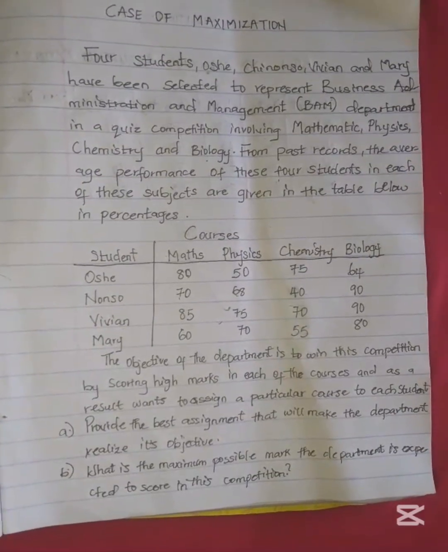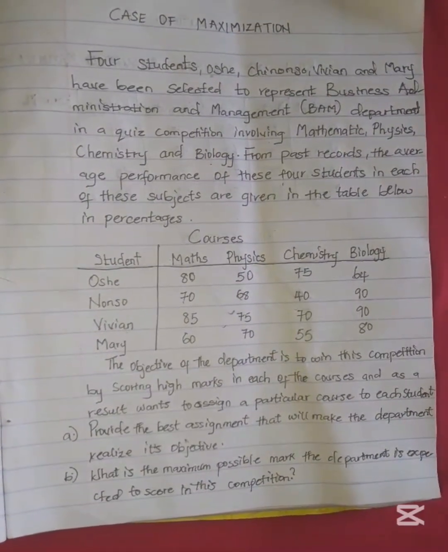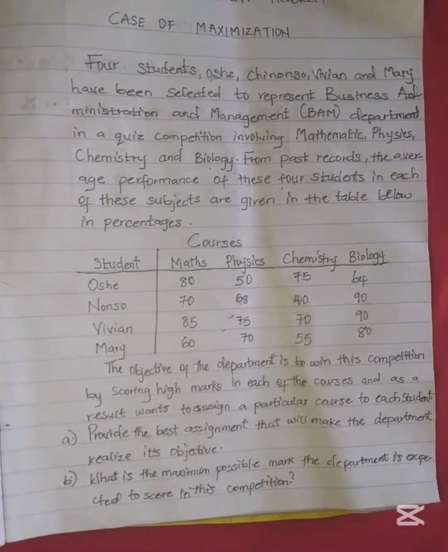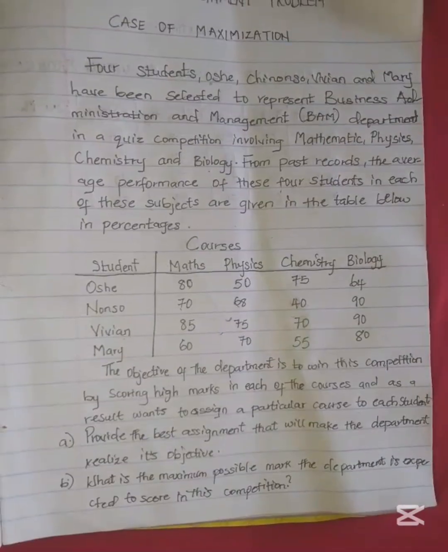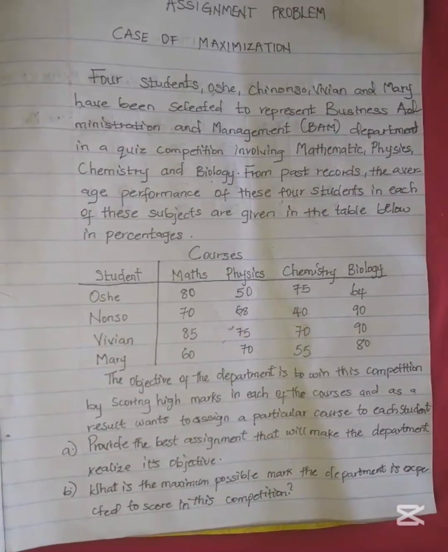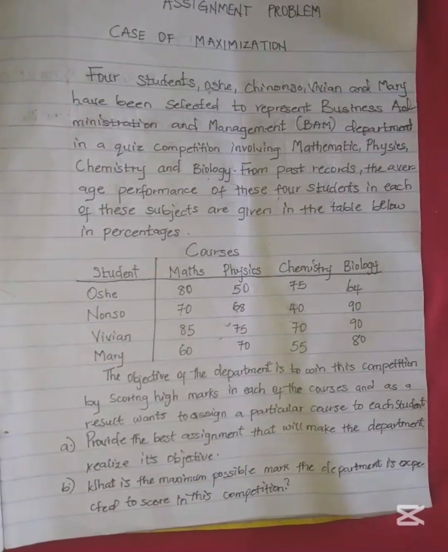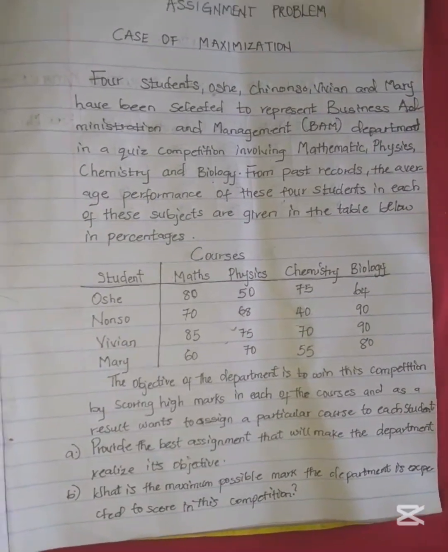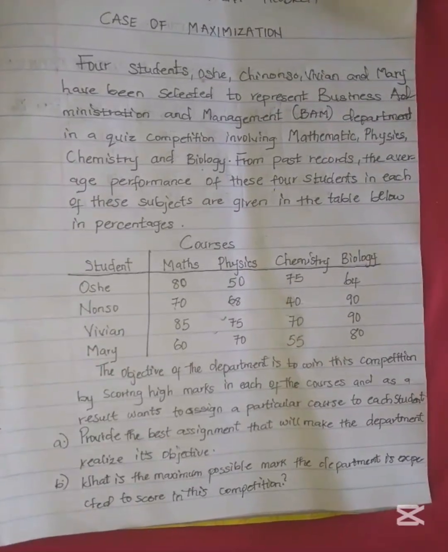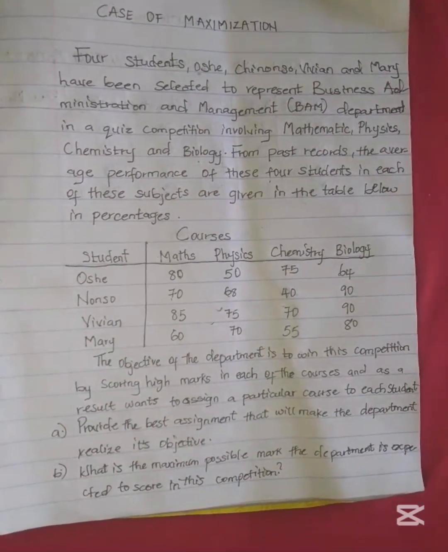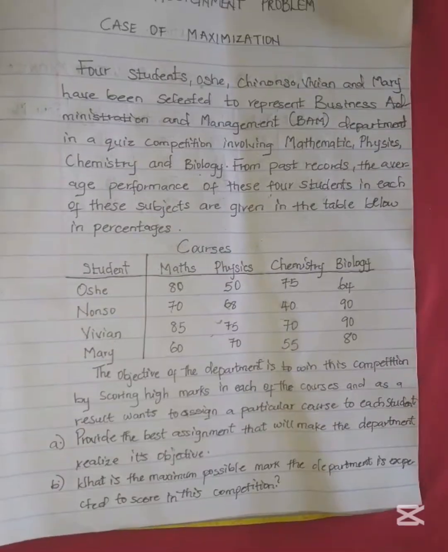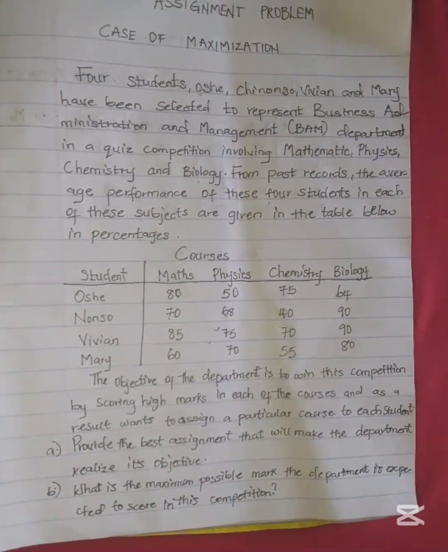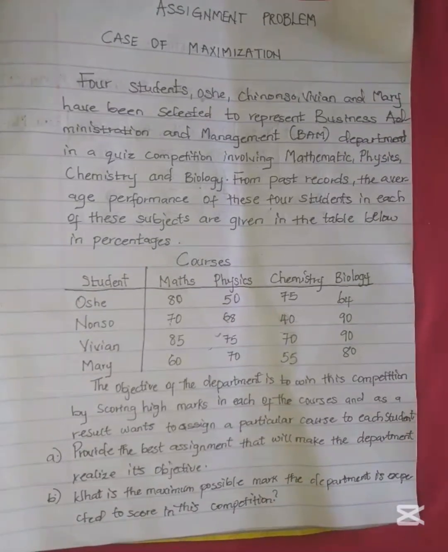below in percentage. So that's to say for Oshe, his performance in mathematics is 80, Nonso is 70, Vivienne 85, Mary 60. And for physics, these are their different scores in percentage. The objective of the department is to win this competition by scoring high marks in each of the courses, and as a result wants to assign a particular course to each student.